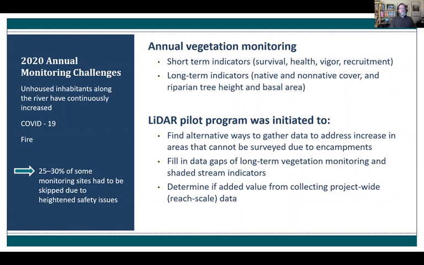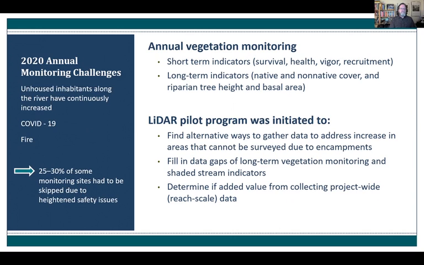As mentioned, the adaptive management program requires monitoring annually at a variety of sites. On the vegetation components, there are short-term indicators such as plant survival, health, vigor, and recruitment. And there are longer-term indicators such as native versus non-native cover and riparian tree height and basal area.